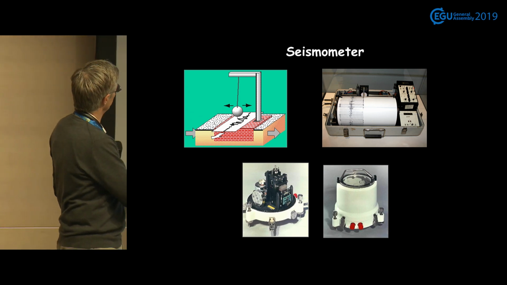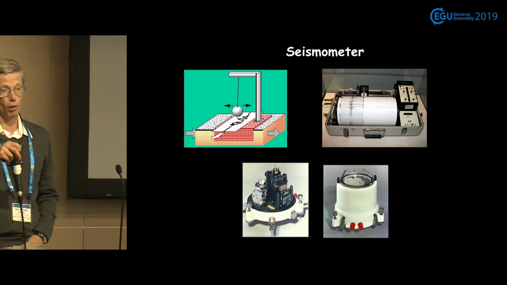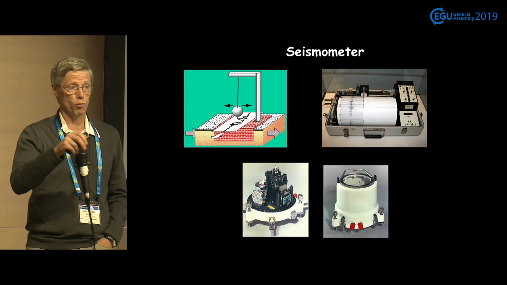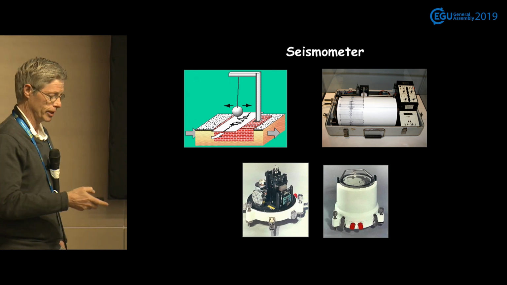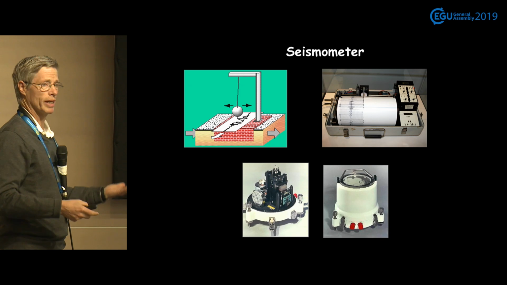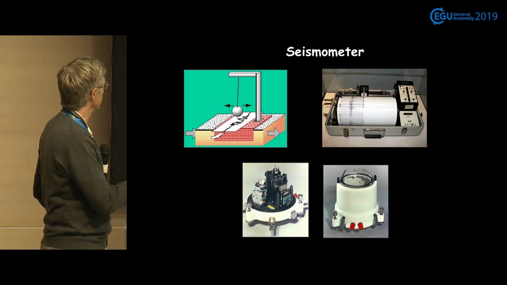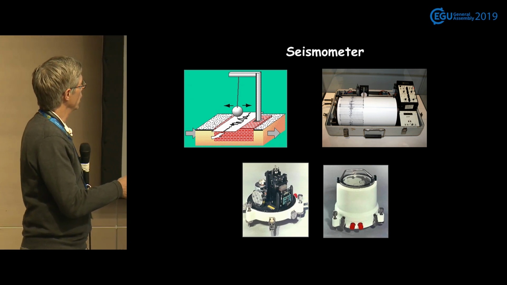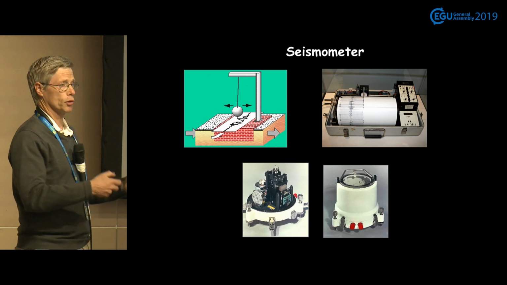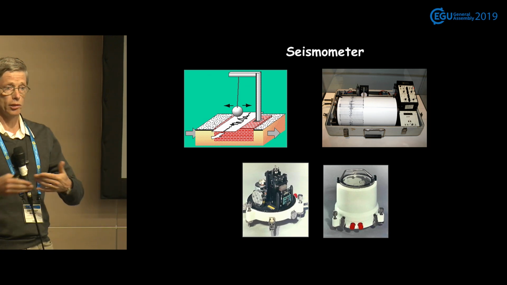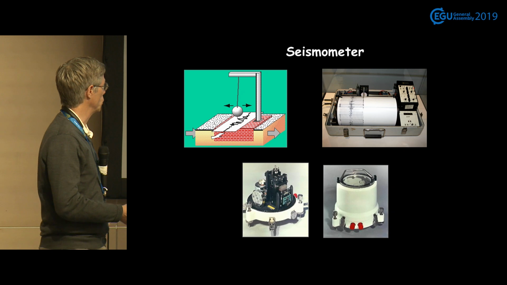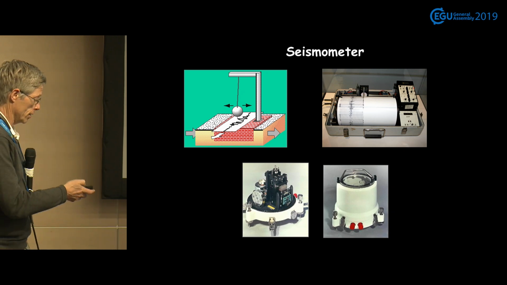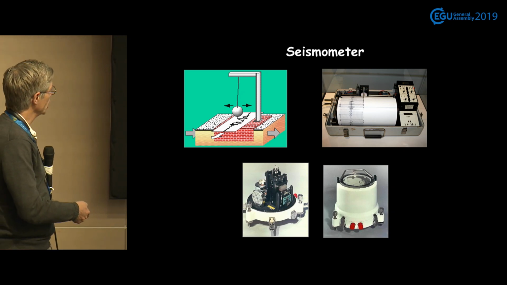In reality, we don't do it this way because most of the time the displacement would be very small. We would be talking of a fraction of a millimeter. So we're using electromechanical systems to amplify the ground motion. And it used to be recorded on paper. Nowadays, it's going to be digital. It's on the computer. And the modern instruments are getting smaller and smaller.